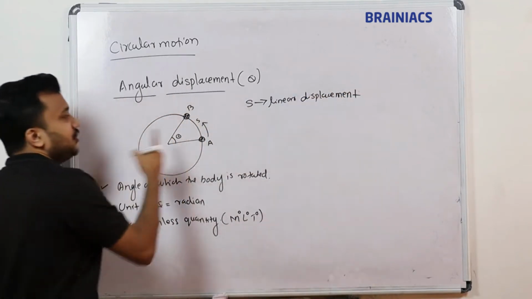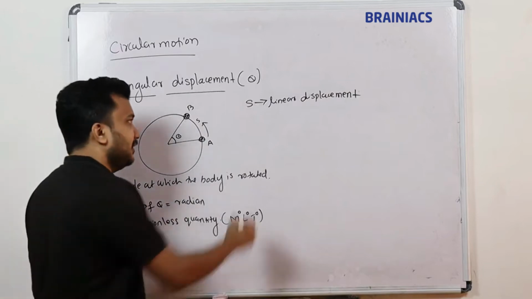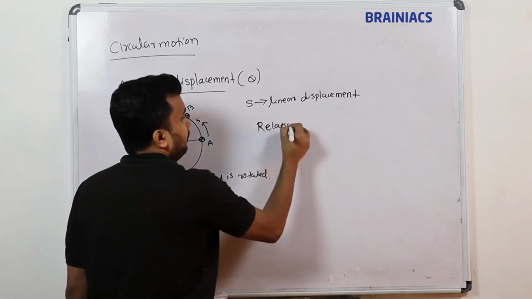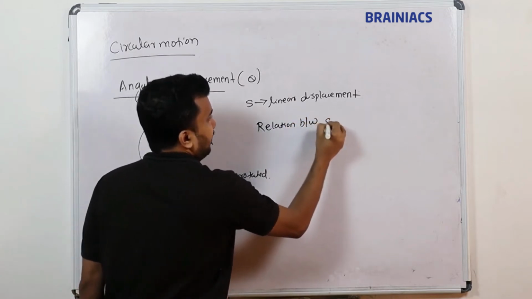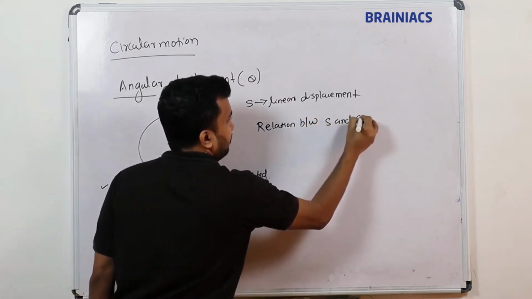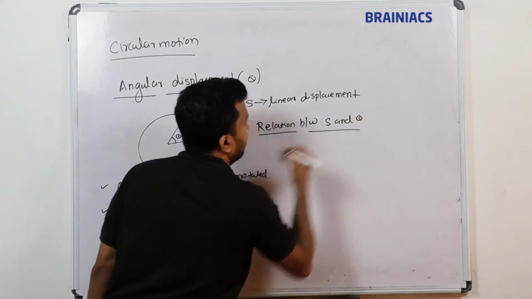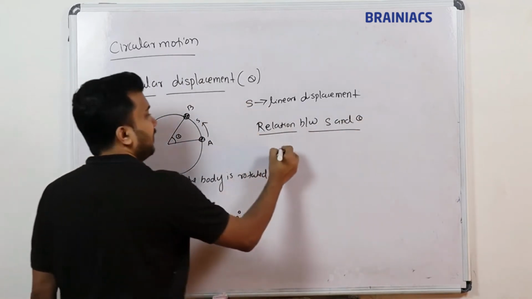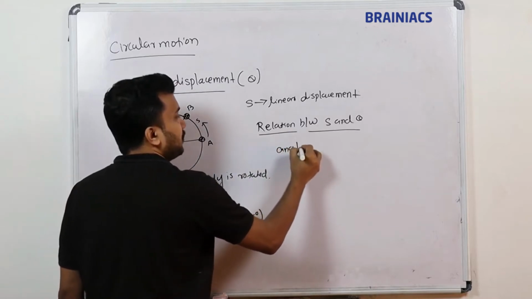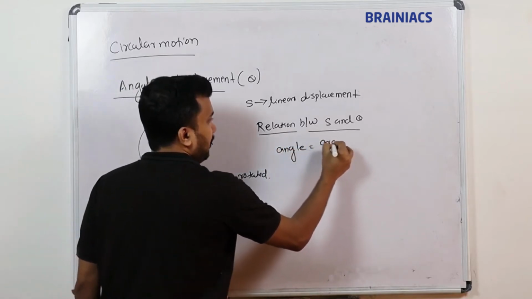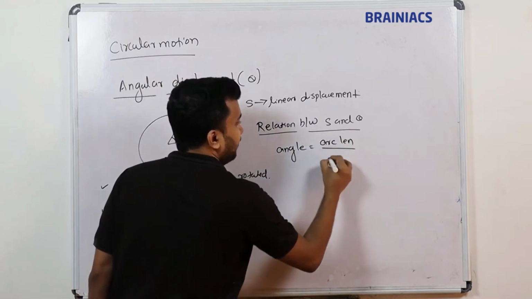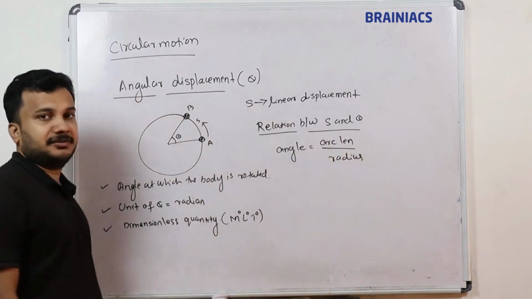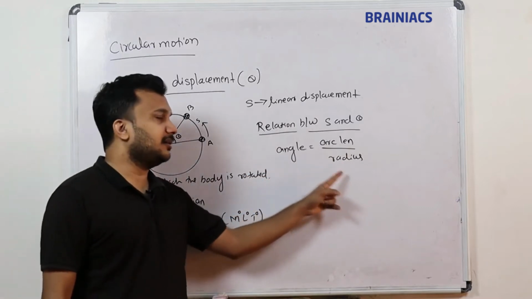What is the relation between S and theta? That is our next subheading under this: relation between S and theta. What is S and what is theta? We have a basic mathematical formula which is called angle equal to arc length divided by radius. In small classes onwards we have learned this formula: angle equals arc length by radius.